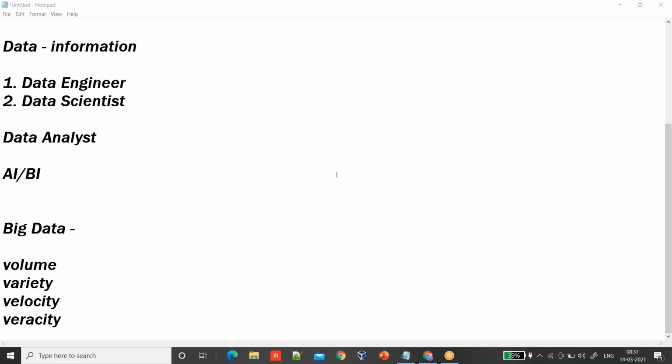Velocity also plays a vital role, guys. You might have heard about streaming data. Streaming data is nothing but continuously generated data. Sensors continuously generate data. Maybe you take IoT sensors or any other sensors, maybe every 5 seconds they generate data.